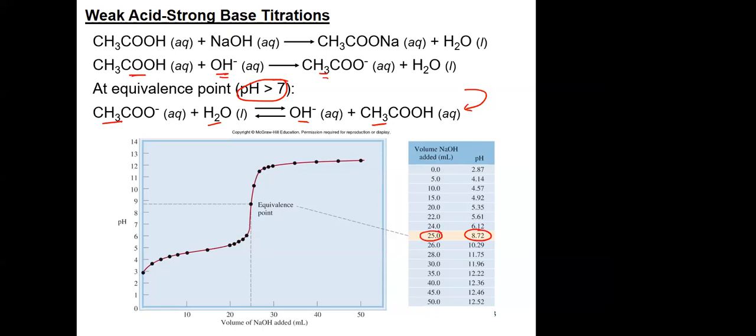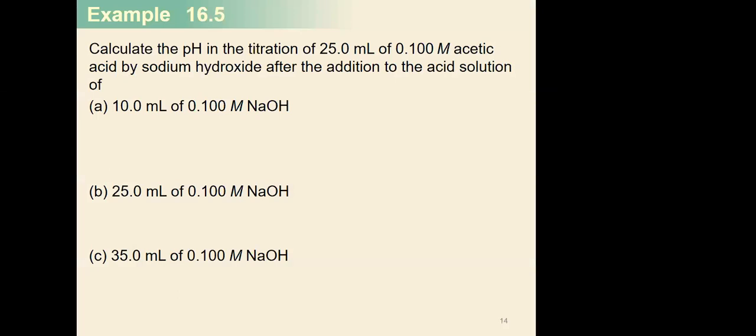Now let's try to solve the pH when you're doing titration. This can be one of the questions that you have in your exam. For instance, this is the question. Calculate the pH in the titration of 25 ml of 0.1 molar acetic acid by sodium hydroxide after the addition to the acidic solution of the following: 10 ml of 0.1 molar NaOH, 25 ml of 0.1 molar NaOH, and 35 ml. But before that, maybe we can do this one.